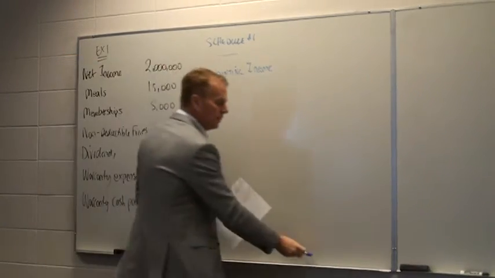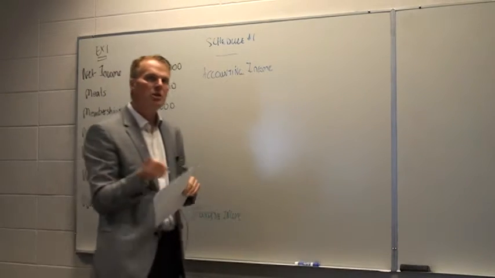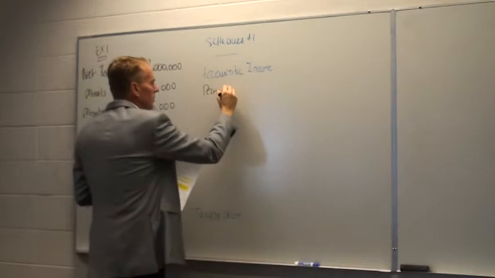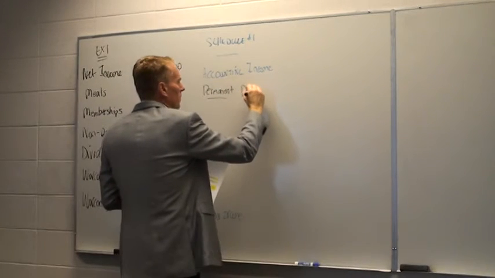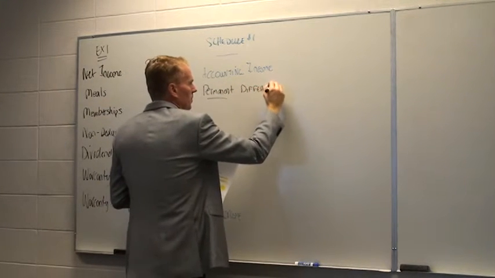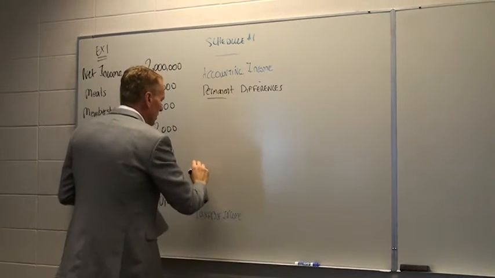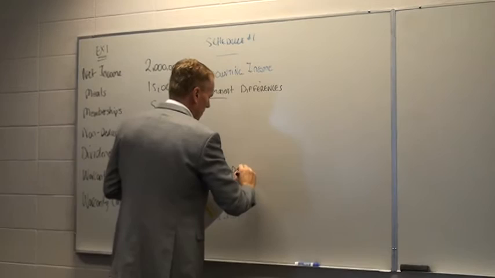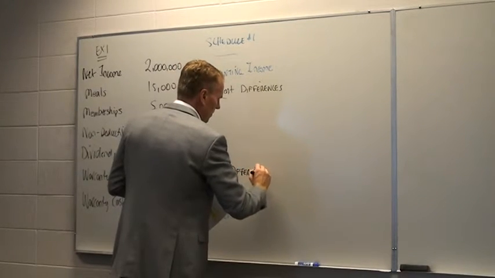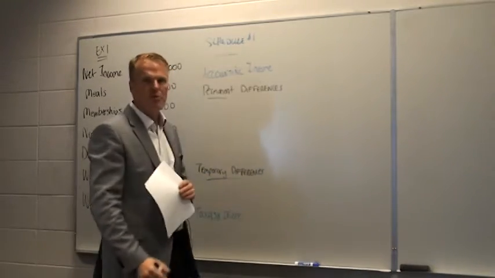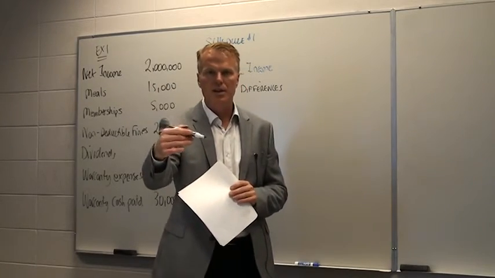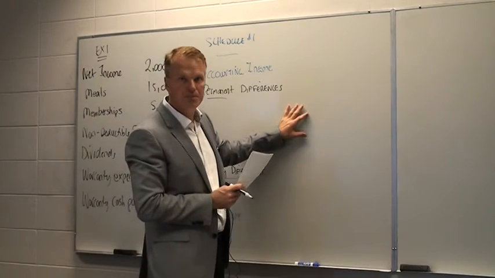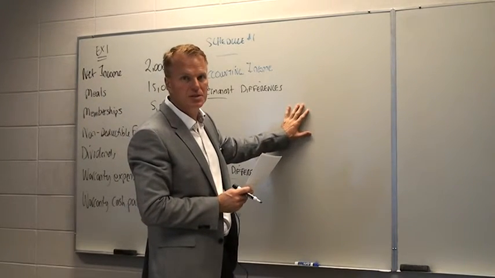Now, to do that, we're going to have two different types of differences. We're going to have permanent differences and we're going to have temporary or timing differences. And we're going to focus on creating Schedule 1 and putting that information in there. Let's focus on our permanent differences.